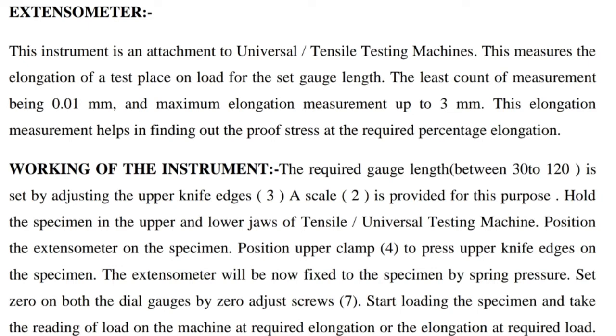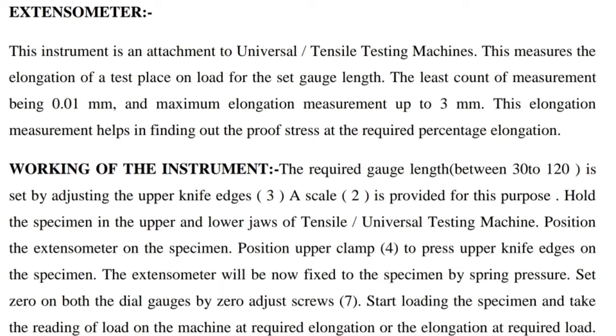Extensometer. This instrument is an attachment to universal oblique tensile testing machines. It measures the elongation of a test piece on load for the set gauge length, the least count of measurement being 0.01 mm and maximum elongation measurement up to 3 mm. This elongation measurement helps in finding out the proof stress at the required percentage elongation.